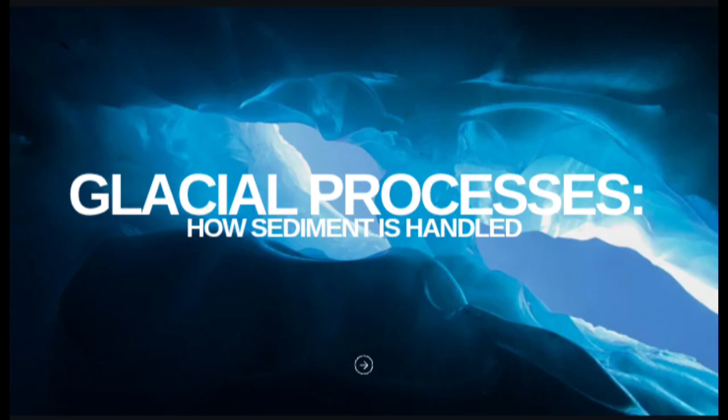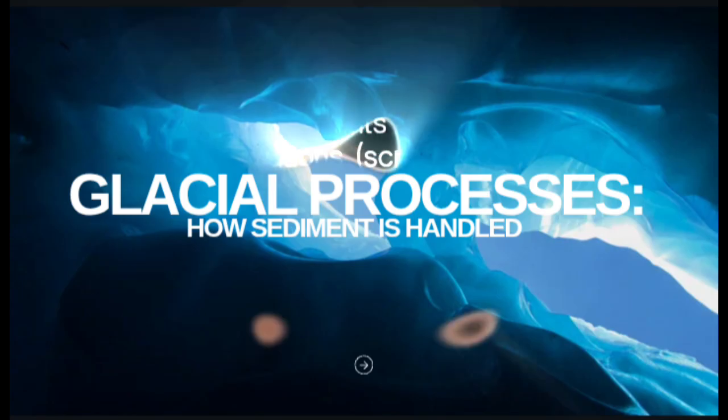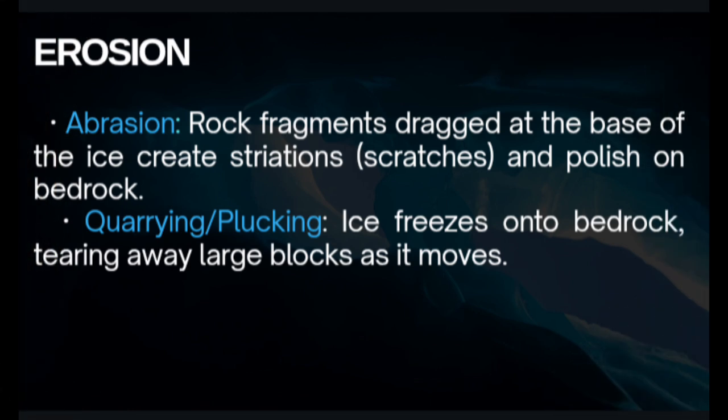Now, we are going to glacial processes, how sediment is handled. We have here erosion. Erosion has two parts, abrasion and quarrying, or plucking. First one is abrasion. Rock fragments dragged at the base of the ice create scratches and polish on bedrock. While in quarrying, ice freezes into bedrock, tearing away blocks as it moves. To summarize this, glaciers act like sandpaper. In addition, the effectiveness of these processes depends on the ice thickness, velocity, and the presence of meltwater. More water at the base can actually increase erosion by facilitating abrasion and plucking.